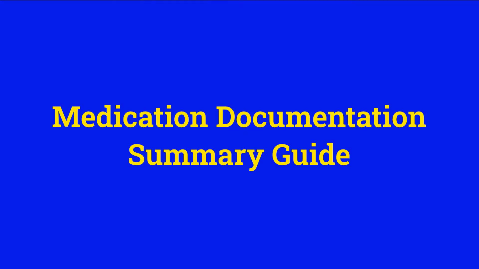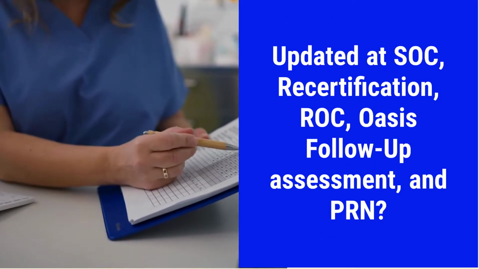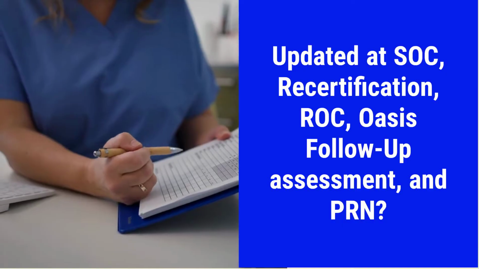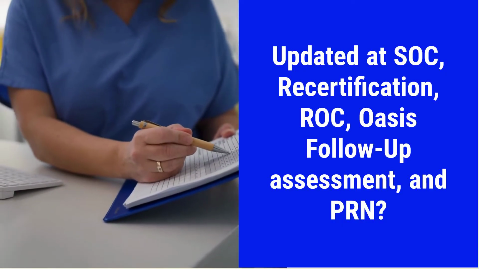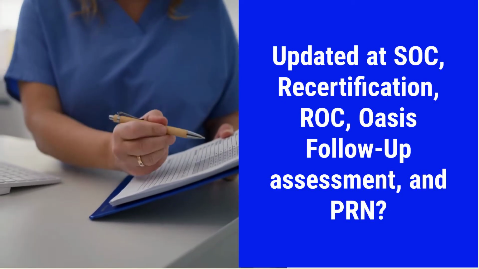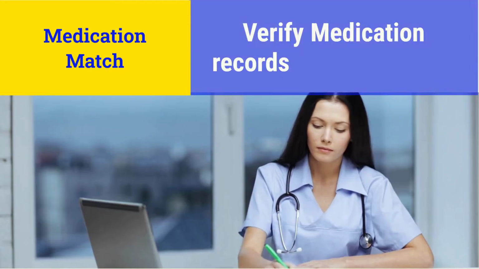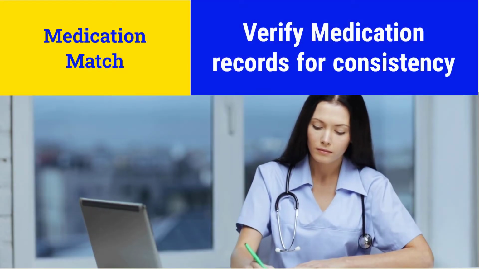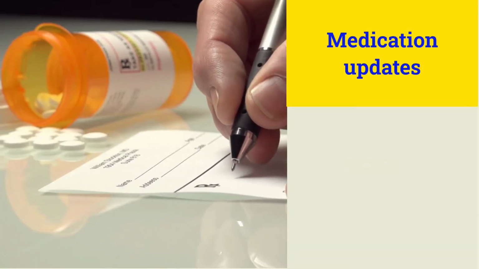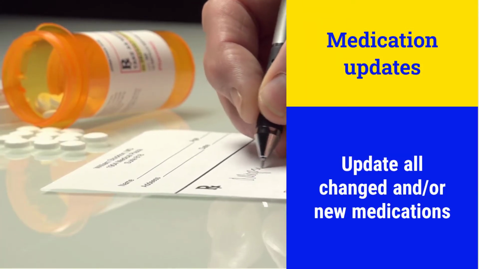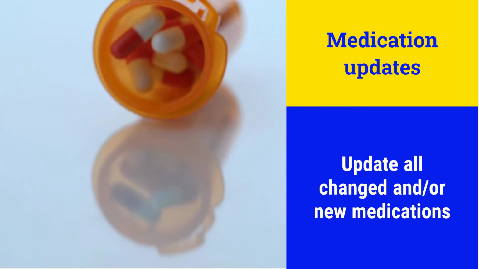Medication Documentation Summary Guide. Is the medication profile consistent with the plan of care, complete with pharmacy information, allergies, height, and weight, and updated at start of care, recertification, resumption of care, OASIS follow-up assessment, and as needed? Ensure all the medications listed on the medication profile match those in the patient's home, OASIS, and the plan of care. Update the medication profile with all current, changed, and new medications at the time of the assessment. Include start dates and end dates when indicated.